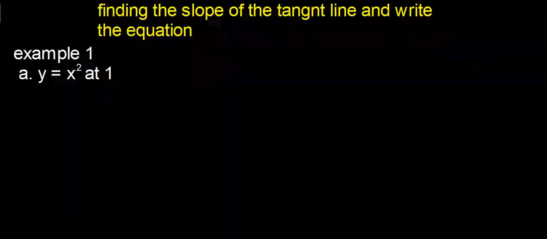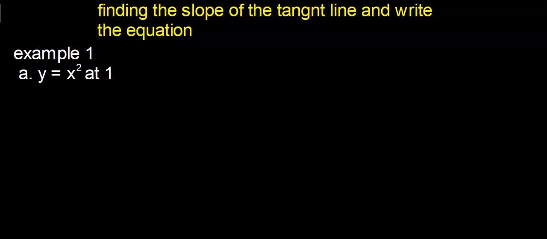In this lesson, we're going to talk about how to find the slope of the tangent line and write the equation. And we're also going to do some types of examples. So let's get started. I'm going to explain the process and the procedure by using examples and questions.